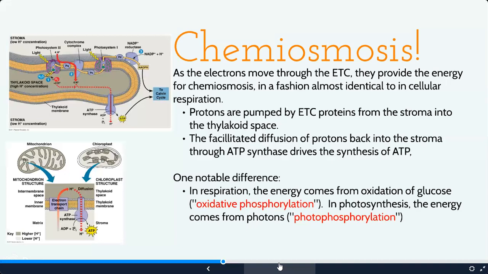Now, we don't call this oxphos like we did with cell respiration, because technically the energy for making ATP in cell respiration is coming from glucose oxidation. So that's where the oxidative comes from, and the phosphorylation is for the ATP. Instead, we call this photophosphorylation because it's the light, the photo, that added the phosphorus to the ATP.